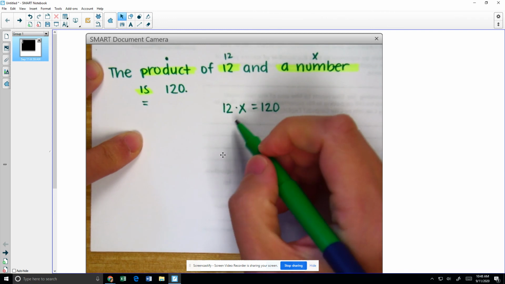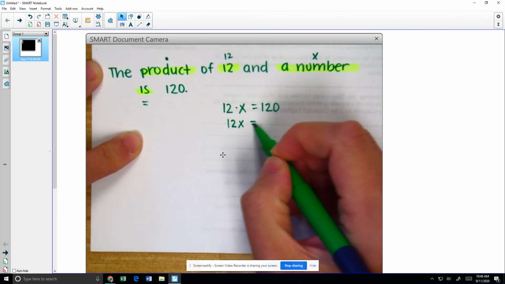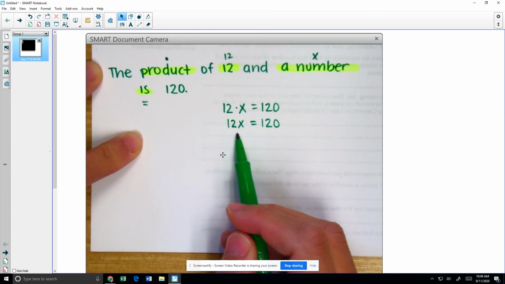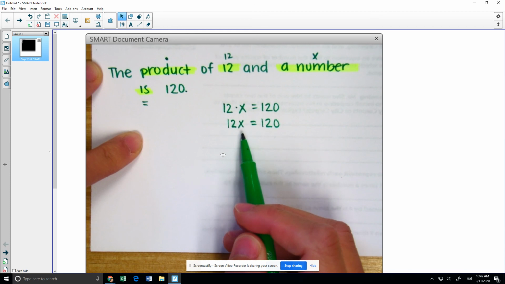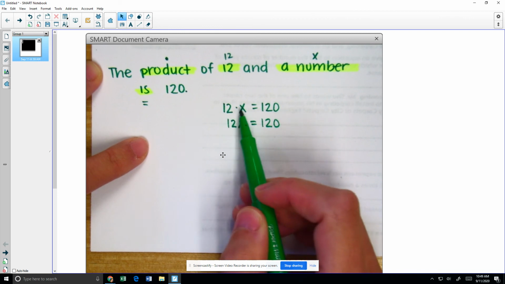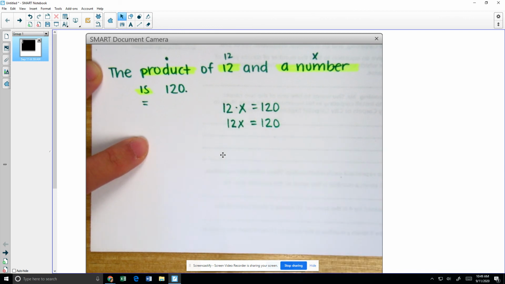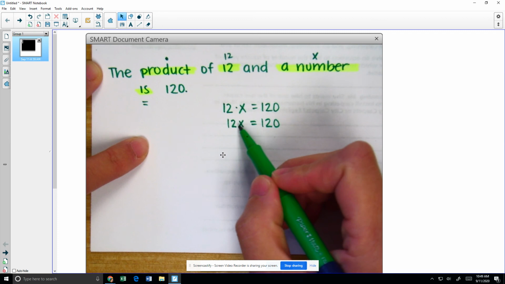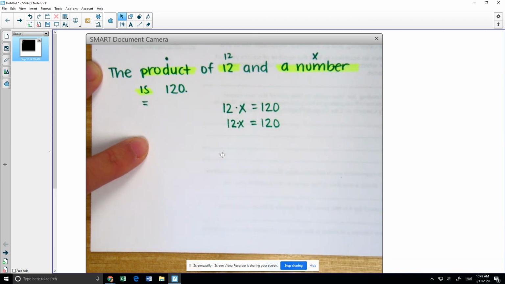Now, Daniel wrote this. Is that okay? He didn't write that symbol. Yeah, that's fine. Thank you, Sydney. It is fine. It's the same thing. 12 dot X, 12 times X, the same thing as saying 12X. Okay, because remember how we said if you don't see a number or a symbol between a number and a letter, you can always assume that there's a multiply in between.